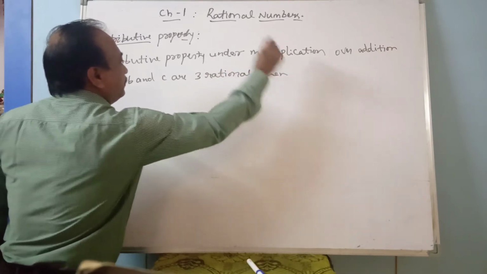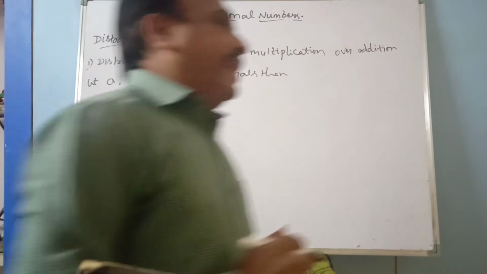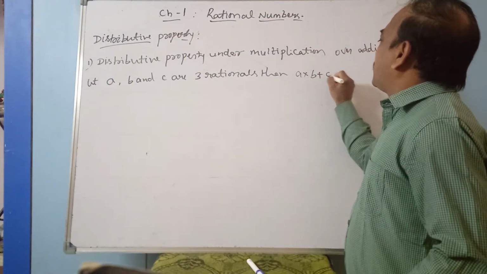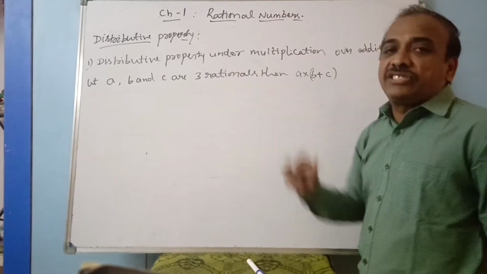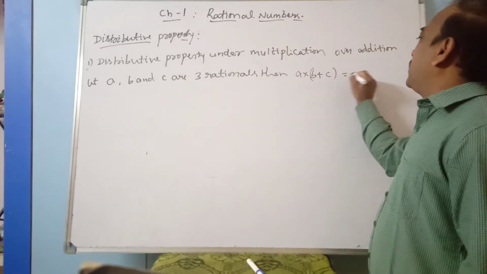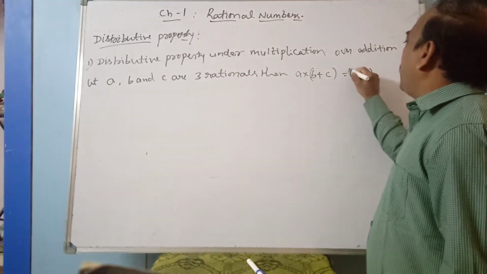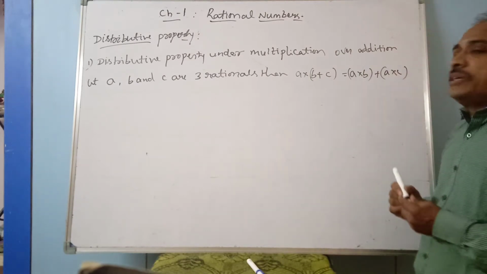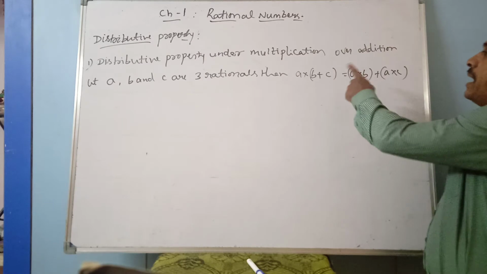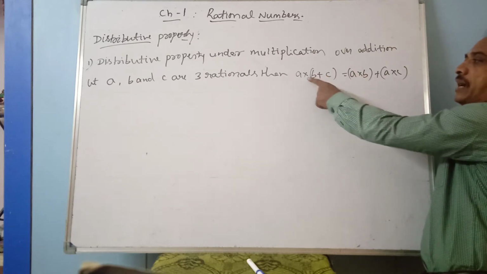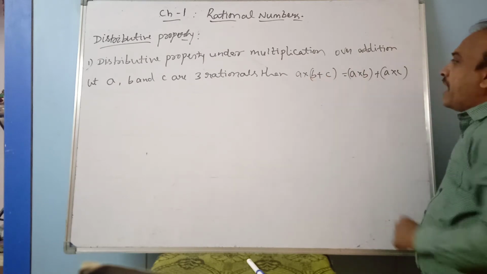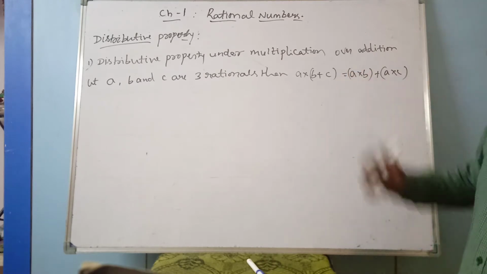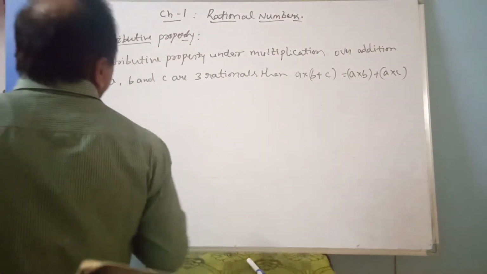then A into (B plus C). Here A, B, C are rational numbers. A into (B plus C) is equal to A into B plus A into C. This is called distributive property under multiplication over addition.